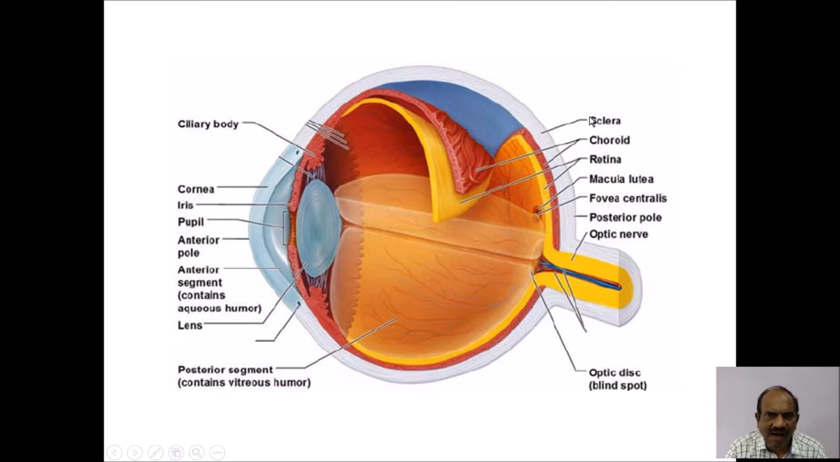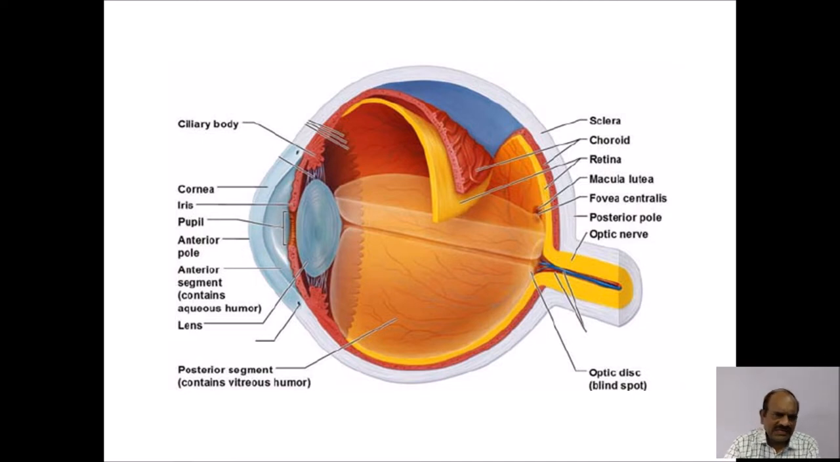The first is the sclera, followed by the choroid, or vascular layer. It is also many times called the uveal layer, and the innermost layer is the retina. Just remember this part of the eye where there is the exit or entrance point of the nerve, which we call the posterior pole, and this tip of the cornea is the anterior portion, or the anterior pole.